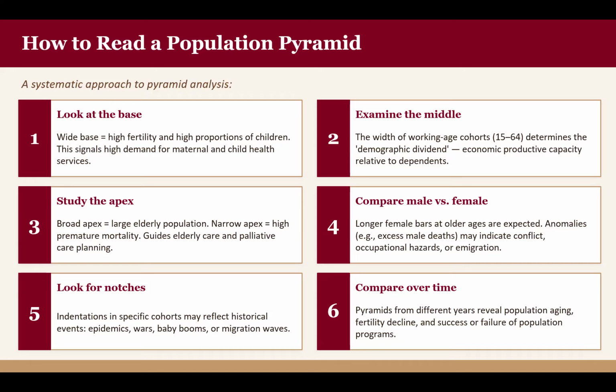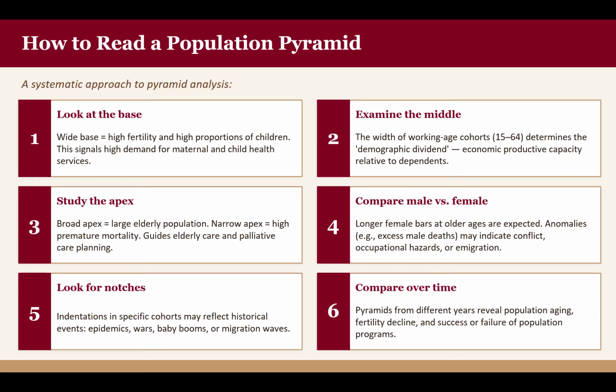Then we have to study the apex. If the apex is broad, there is a large elderly population. If the apex is narrow, it shows high premature mortality. Then compare male versus female. Long female bars at older ages are expected. Anomalies, for example excess male deaths, may indicate conflict, occupational hazard, or emigration.